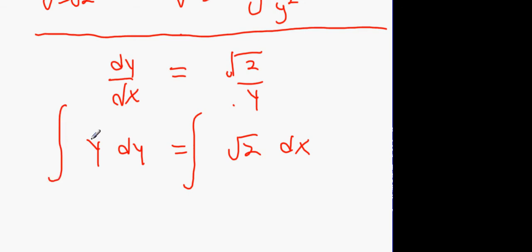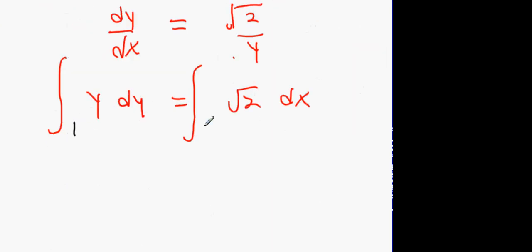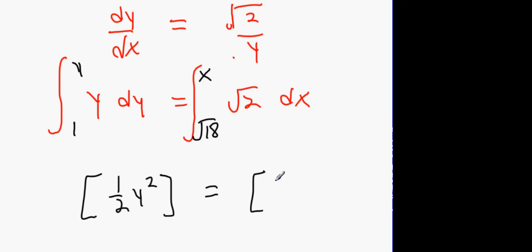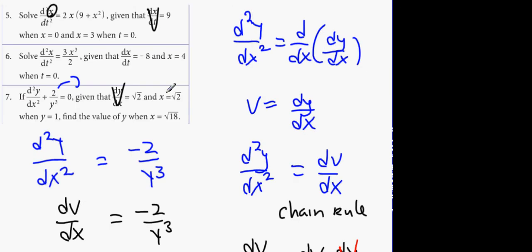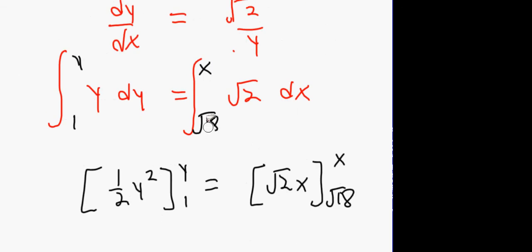Okay? And when we're integrating, what we should get is when y is 1, x is root 2. Y and x, integrate. It's going to be a half y squared equals root 2 x, and this is from x to root 2, and this is from y to 1. It says x is root 2 and y is 1. If we go back to the top, oh sorry, find the value of y when x is root 18. So you are right, it's root 2 and y equals 1, excuse me. Root 18 is the question after we get the general solution. Good spot, Carl.